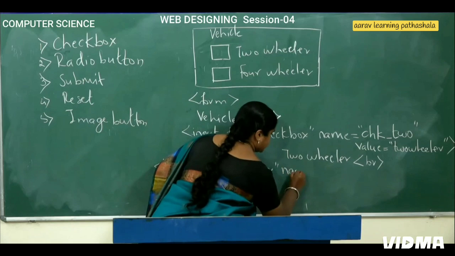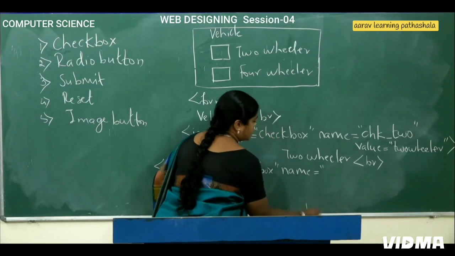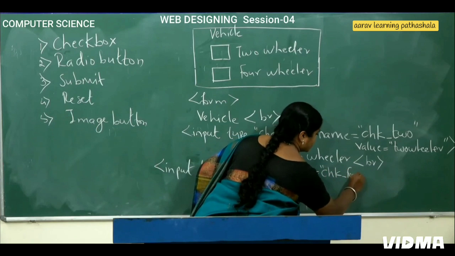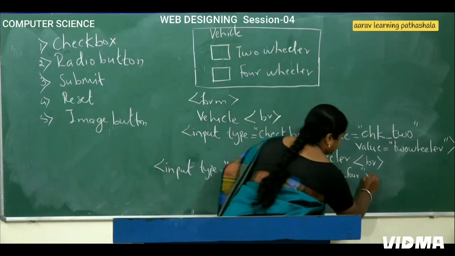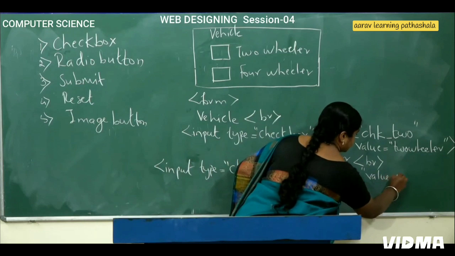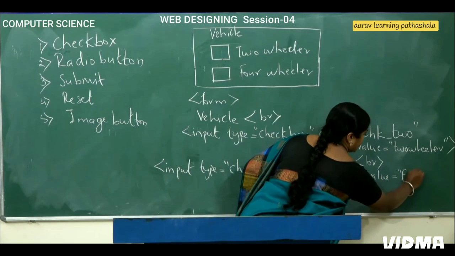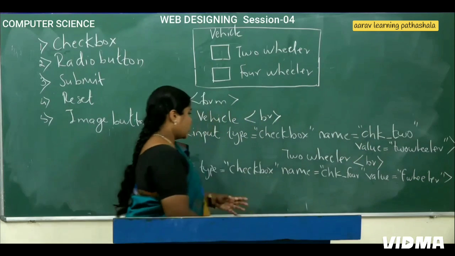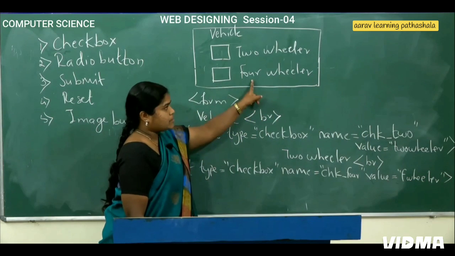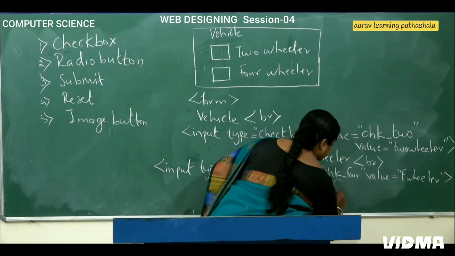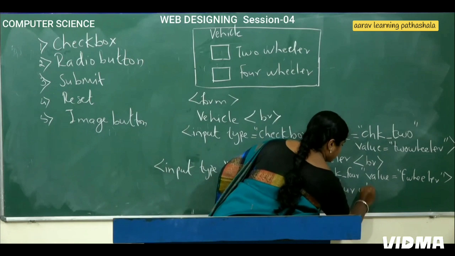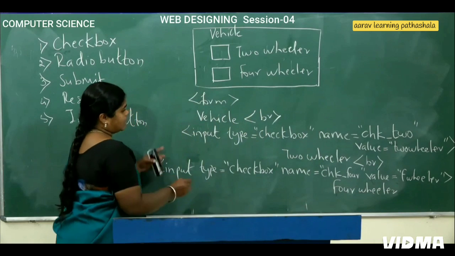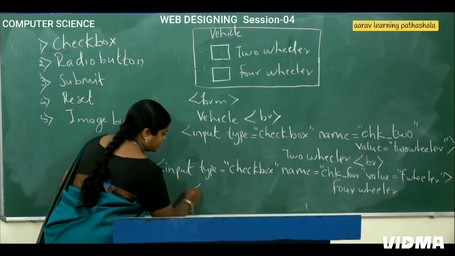then name. Give the name to that particular checkbox. Name is equal to chk_4, and then finally value. Value is equal to, suppose I say 4, or here I will give it as four-wheeler, double quote complete, tag complete. So after this we need the label four-wheeler. So here you mention it as four-wheeler.